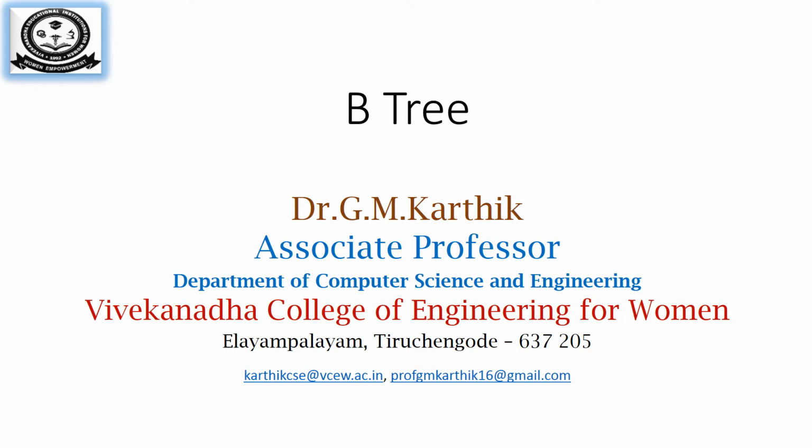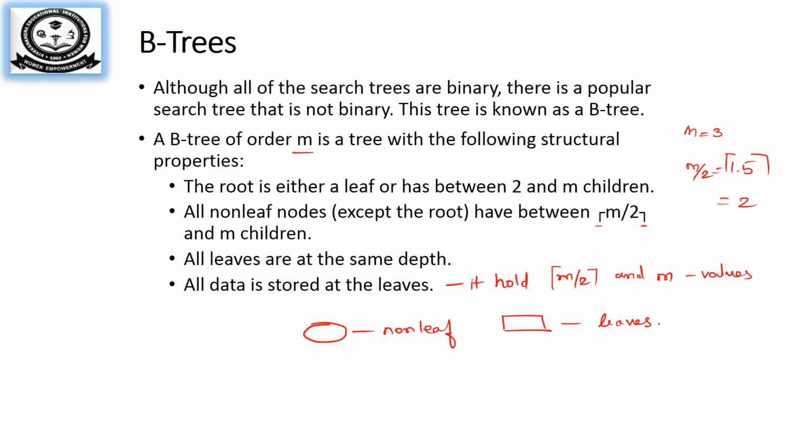The topic is about B tree. So why do we have to go for B tree? In order to have a more effective searching mechanism, we have to go for B tree, because in a binary tree and binary search tree, we can have only two children connected to the parent. Now in B tree, it can have n number of children.